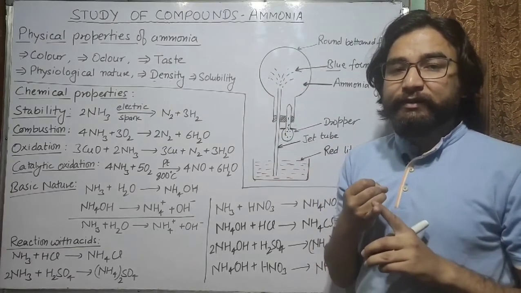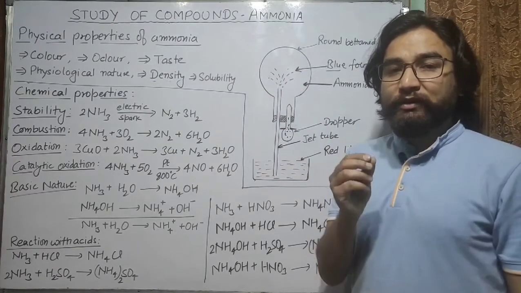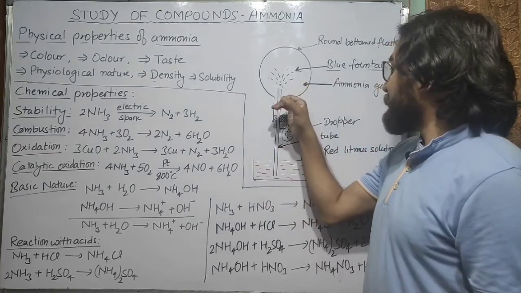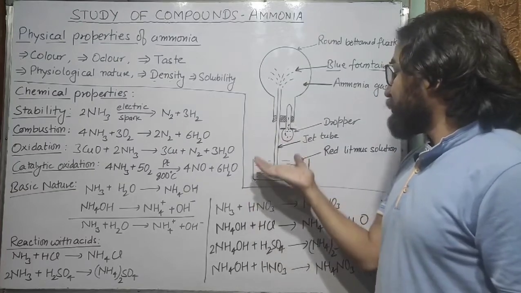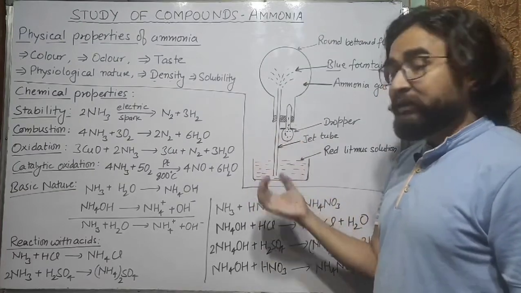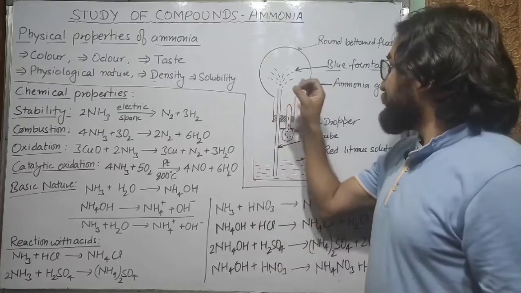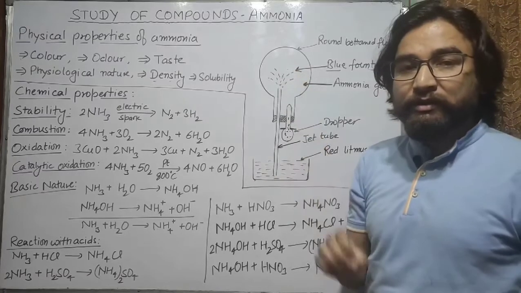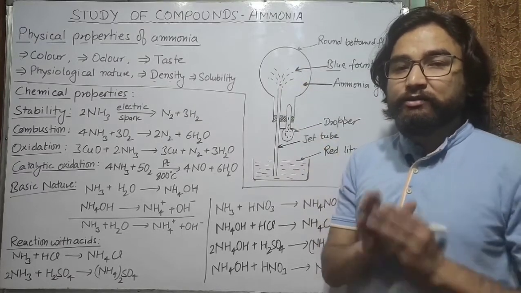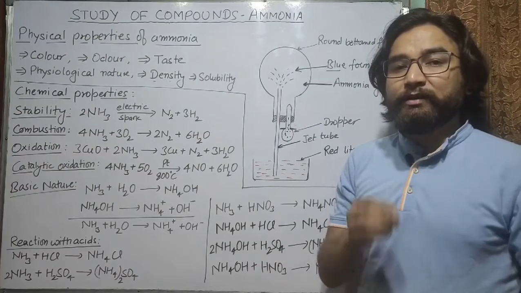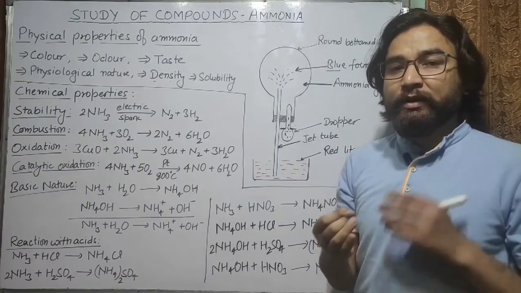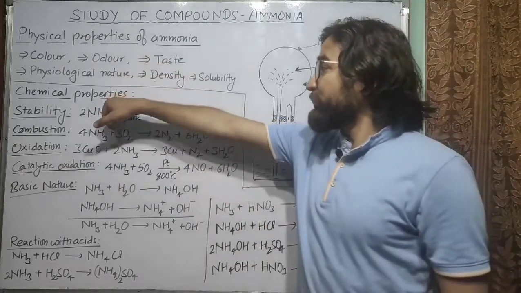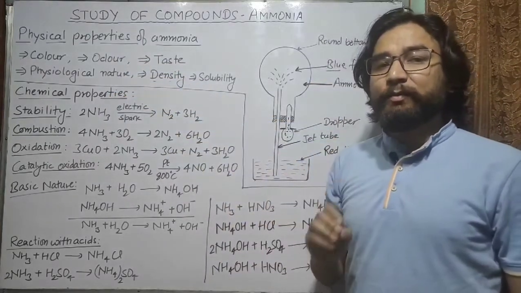So from fountain experiment we have found two things. One is ammonia is highly soluble in water. Because ammonia is highly soluble in water, that's why the jet tube sucks the red litmus solution. Now the second thing is the red litmus solution turns blue. It means ammonia is basic in nature. So from the fountain experiment we know about the two properties of ammonia, about its basic nature and high solubility in water. Now let's move to the next topic, that is chemical properties of ammonia.